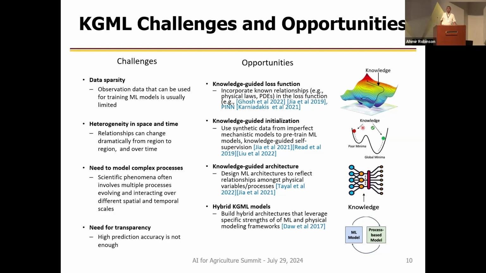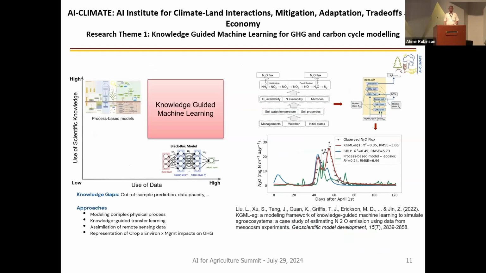You could also initialize these models, and that idea came up multiple times from many speakers. You could use synthetic data, which Jana just talked about a few minutes ago. You can use mechanistic models to pre-train machine learning models, and you could use self-supervision. That is the foundation, the backbone of foundation models. But then, in the KGML framework, you can bring in the scientific understanding to figure out how to do self-supervision. And that's actually an extremely hot area of research. I'll show you some results on knowledge-guided foundation models in just a few minutes. You can build the architectures in such a way that they take into account the interaction between different processes. And all of these things can really improve the performance dramatically.